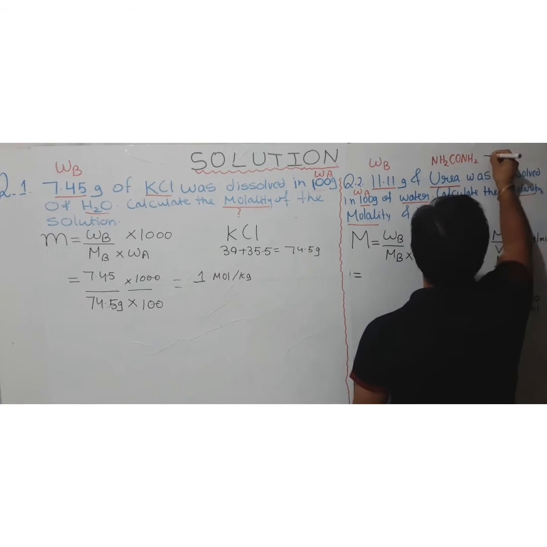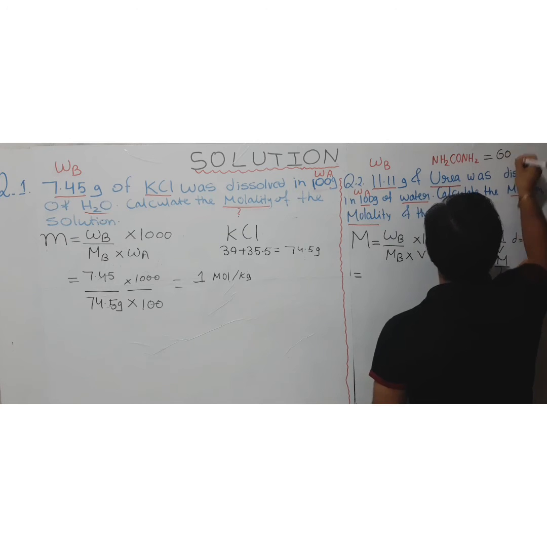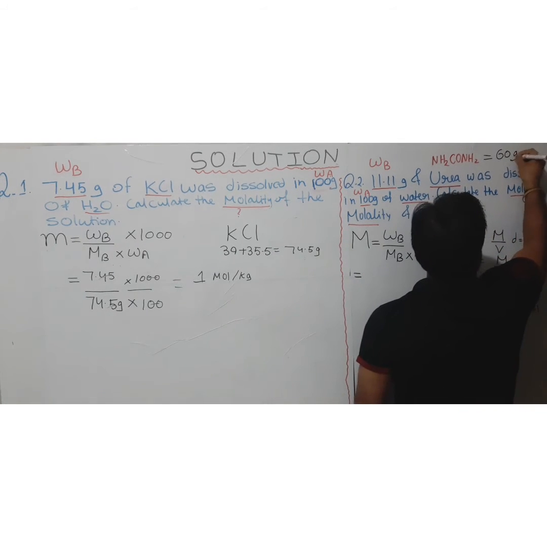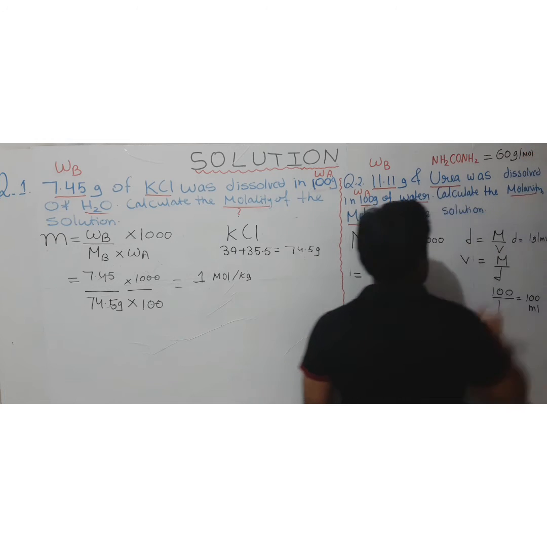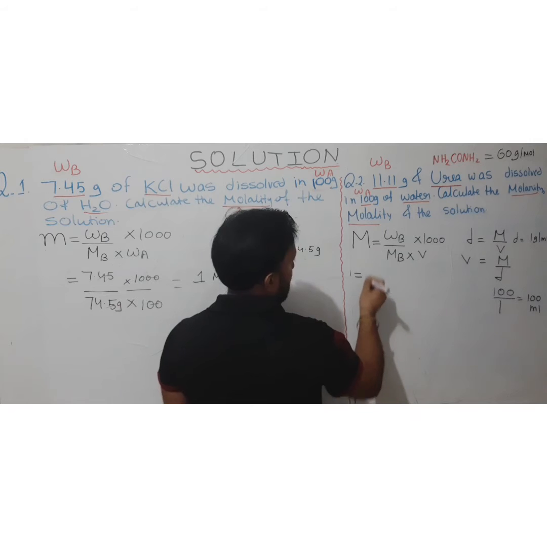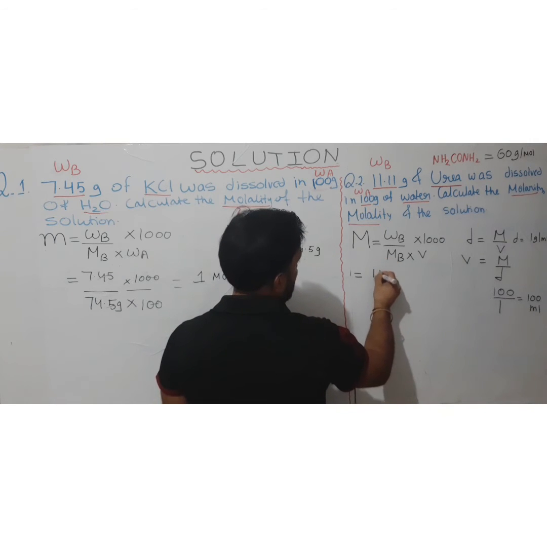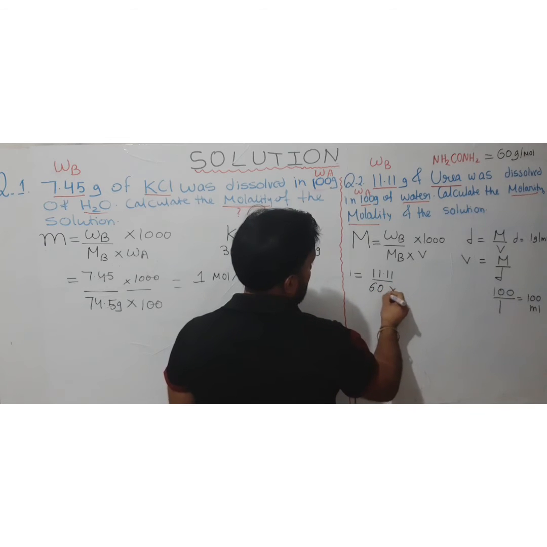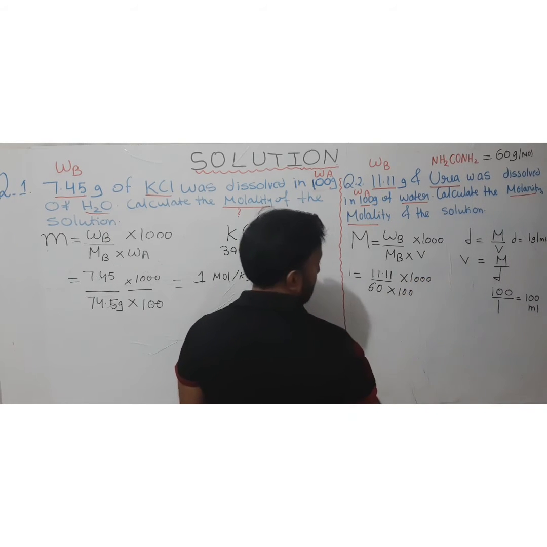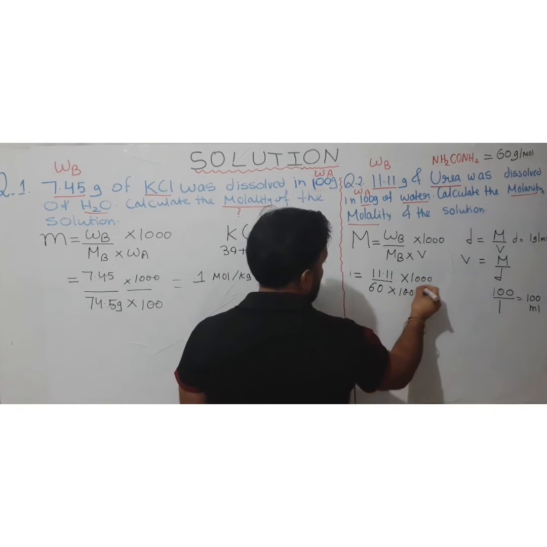So the total molar mass of the substance will be coming 60. I am writing it like this to show you; you have to calculate it separately when you are solving any question. So like that we have put the value. Now we have to put the value like 11.11 divided by 60 multiplied by the volume, which is 100, and as it is in milliliter it should be like this. So you have to calculate the value.